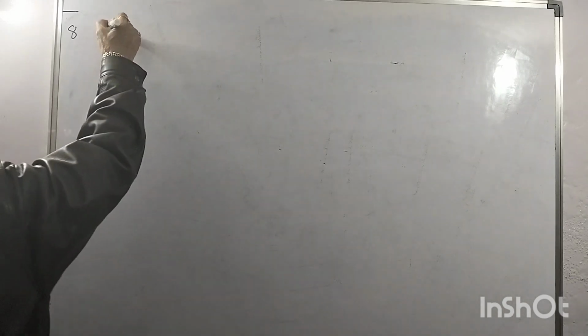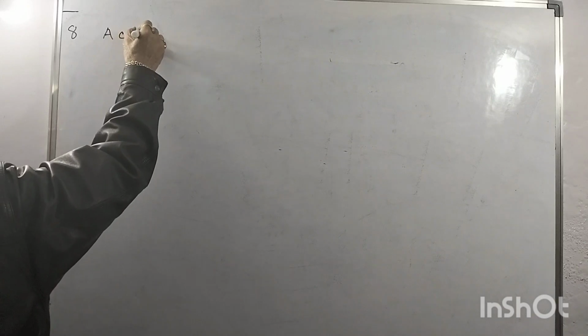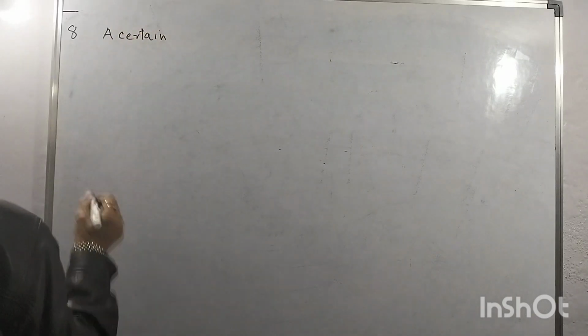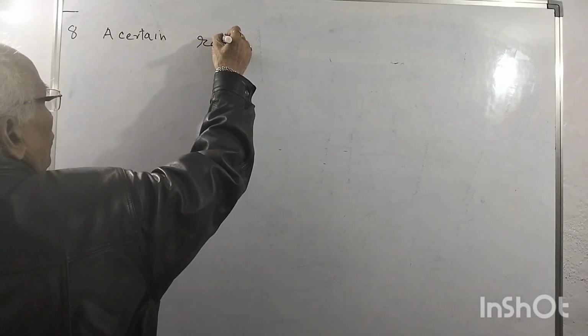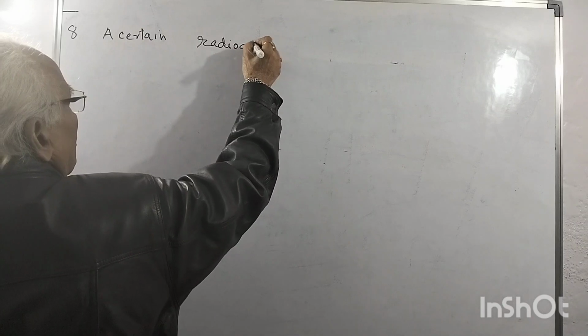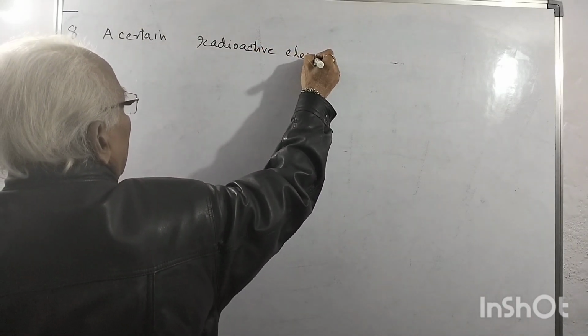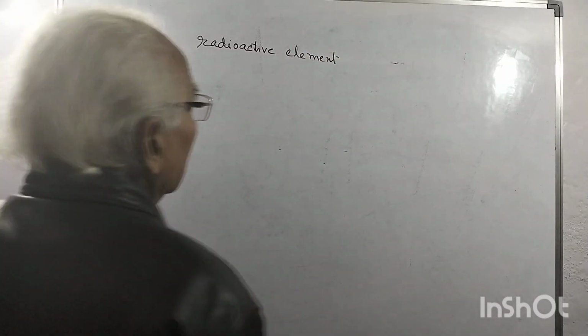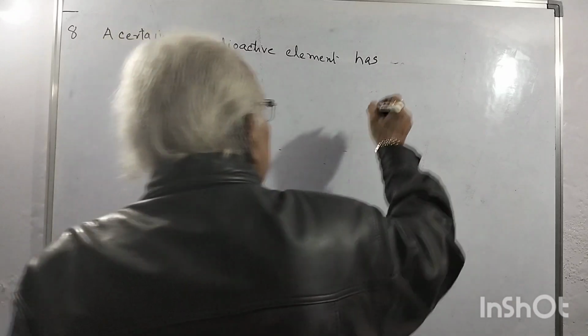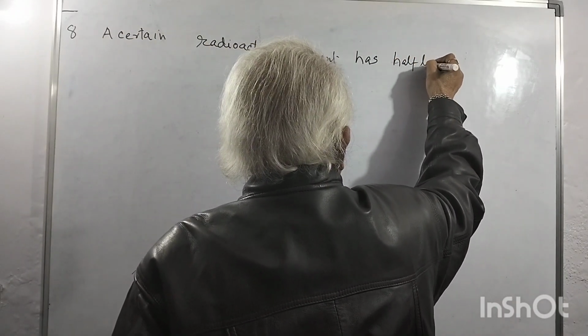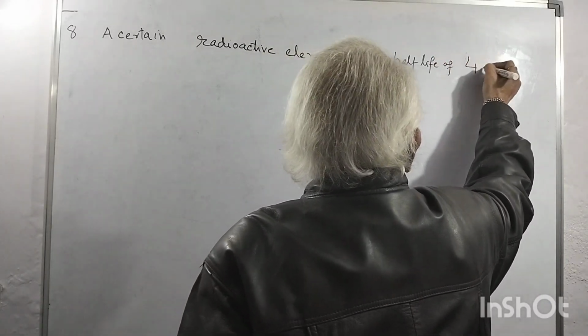Now we do another problem. Say, a certain radioactive element has a half-life of 4 days. Half-life is 4 days.